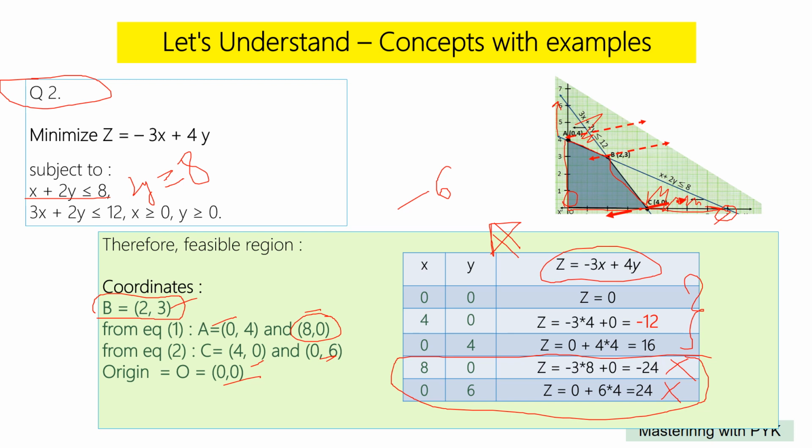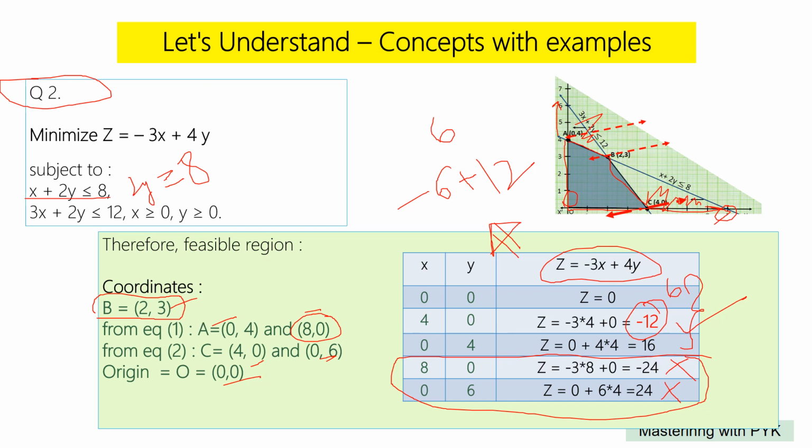2 3s are 6, right? And 3 4s are 12. So it comes out to be plus 12, right? So this is 6, right? So out of the 4 values, the minimum value would be minus 12. So our accepted value or the optimum value is minus 12.